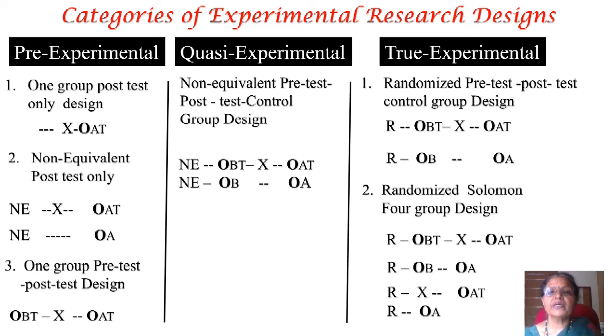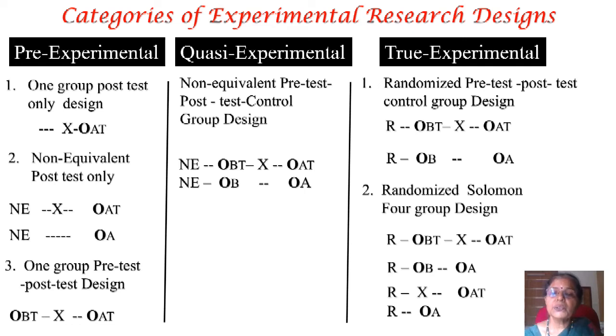Here what you see in the figure is the comparison between the three basic types of experimental designs. You have already seen a true experimental design, namely the randomized pre-test post-test control group design. Another example of a true experimental type is the Solomon 4-group design. And it's actually a combination of two designs: one, the randomized pre-test post-test control group design, what we discussed just now, and one more design, namely the randomized post-test only design.